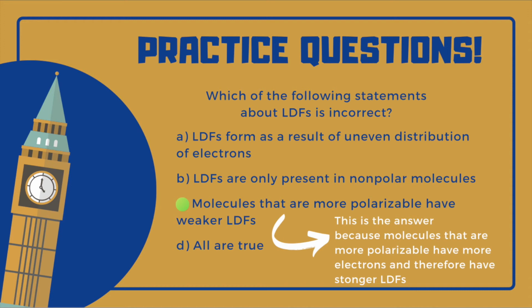The answer is C. Molecules that are more polarizable have weaker LDFs. This is the answer because molecules that are more polarizable have more electrons and therefore have stronger LDFs.